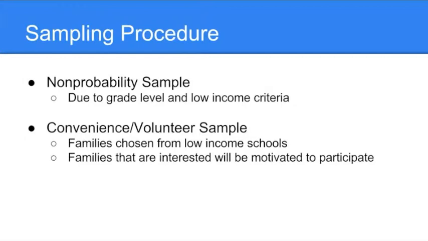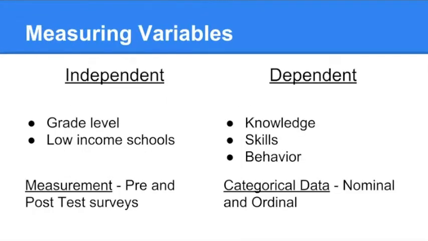For measuring our variables, we will do this in independent and dependent variables. For independent, that includes grade level and low-income schools. For dependent, it will be knowledge, skills, and behavior. We will measure this by pre- and post-test surveys. And for our categorical data, this will be nominal and ordinal.